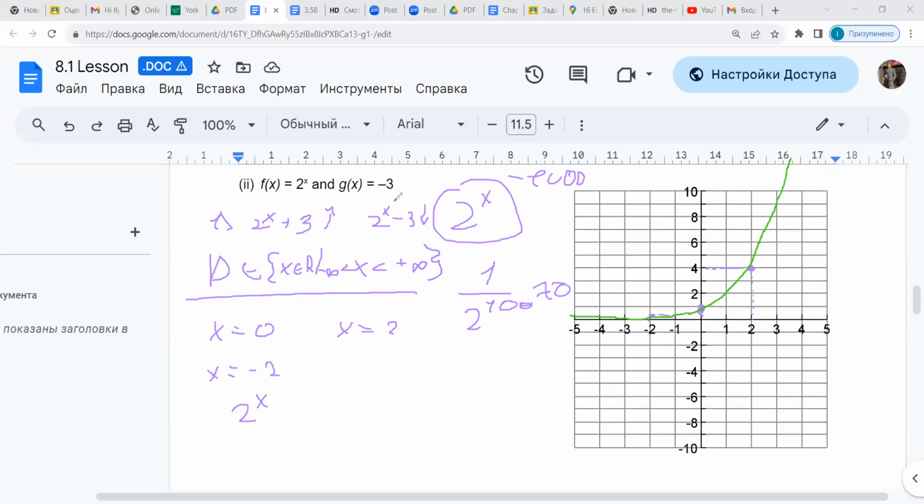Now, for the first scenario, I'm going to move each one of these points 3 units upwards. So I'm going to use red for this one. It was 4, now it's going to be 7. It was 1, now it's going to be 4. It was 1 over 4, now it's going to be 3 and 1 over 4, somewhere here. And we join these 3 dots in the same way.